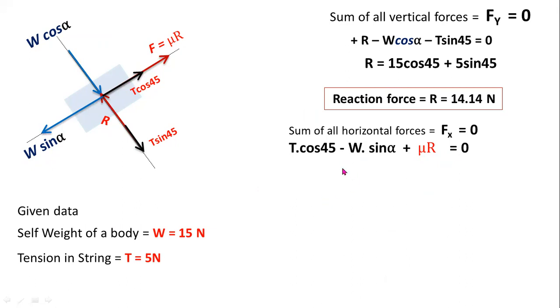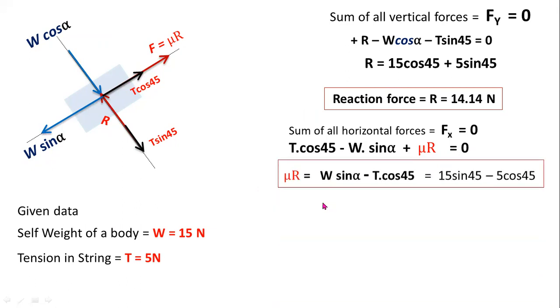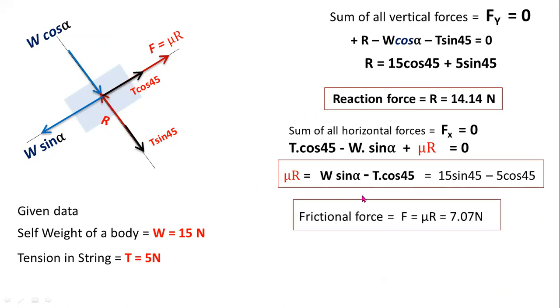From this equation, coefficient of friction mu into normal reaction R equal to W sin alpha minus T cos 45. Mu R is the frictional force. Frictional force F equal to mu R equal to 7.07 newtons. This is the value of the frictional force between the block and plane.